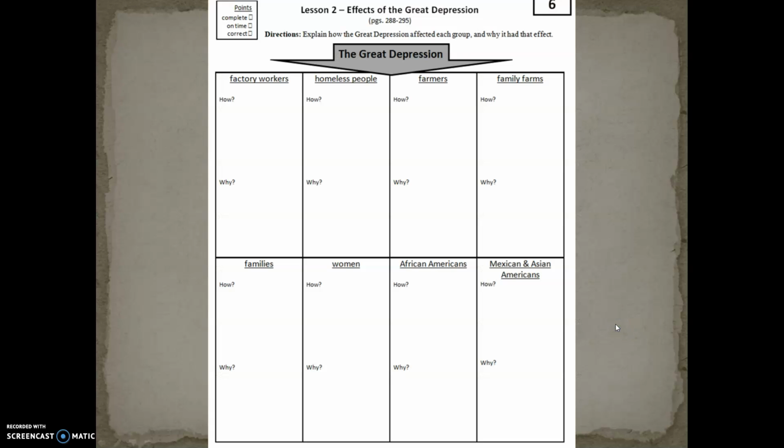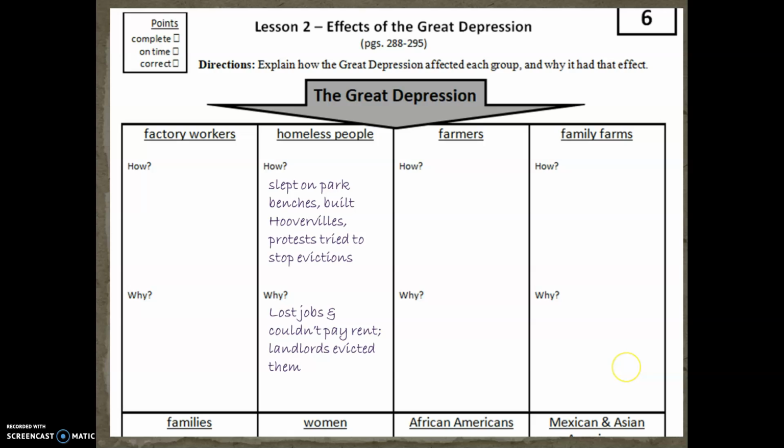Taking a look at the graphic organizer for this one, we have 8 different things that were affected, groups or people that were affected by the Great Depression. And I want you to tell me how each one was affected and why the Great Depression is what led to that. So zeroing in here, let's take the homeless people as an example. How were they affected by the Great Depression? We saw people sleeping on park benches, building Hoovervilles, and some protests to stop evictions. And why? Well, because once people lost their jobs, they couldn't pay their rents, and the landlords evicted them.